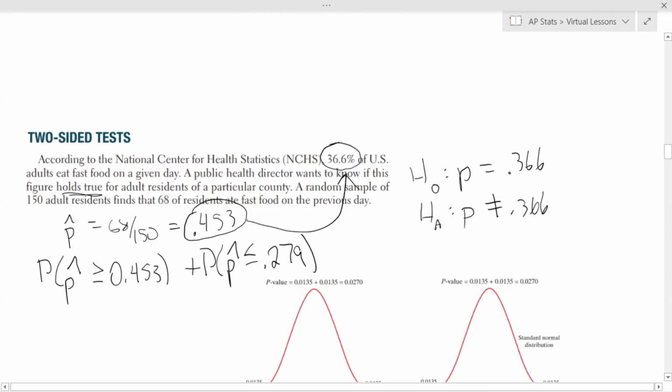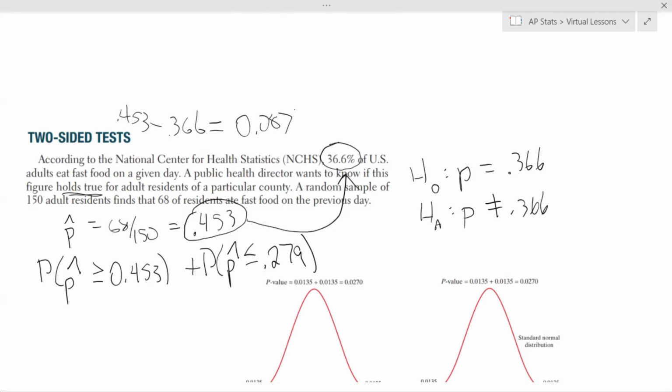But if you take the difference between those two, you would get 0.366 minus, or excuse me, 0.453 minus 0.366 equals 0.087. So we were 0.087 above the national proportion. So we had to go that much below the national proportion. So if we subtracted 0.087 from the 0.366, that's where the 0.279 came from.